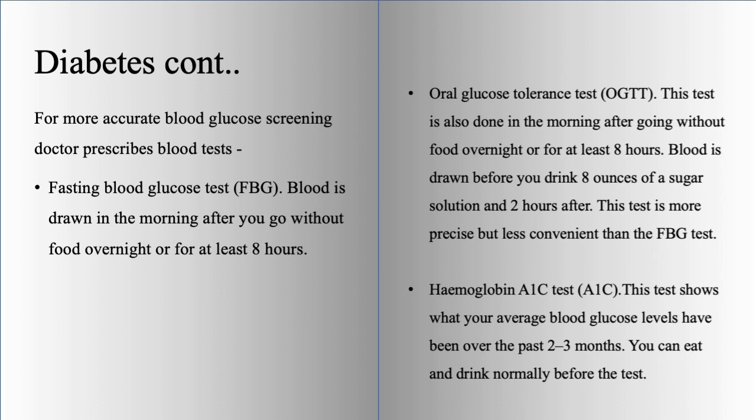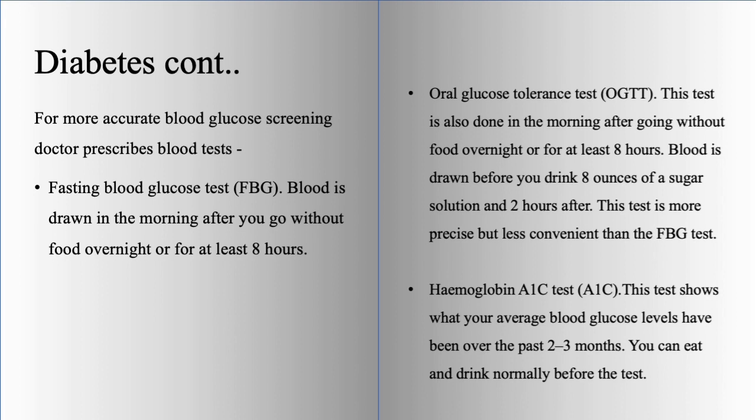Then the oral glucose tolerance test. This test is also done in the morning after going without food overnight or at least 8 hours. Blood is drawn before we drink 8 ounces of sugar solution and 2 hours after. This test is more precise but less convenient than the fasting blood glucose test.